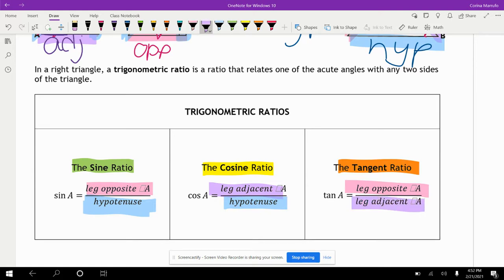So you will be required to memorize this. There are different ways to memorize or remember this. Since this is a sine ratio and it's the opposite over hypotenuse, we call this SO.